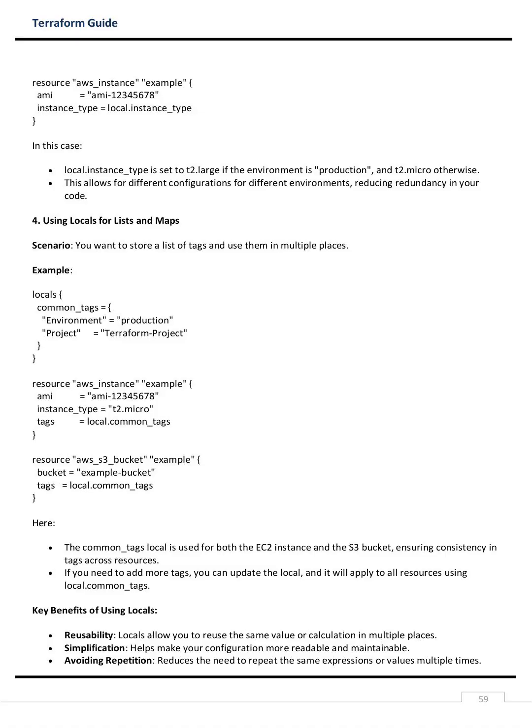4. Using locals for lists and maps. Scenario: you want to store a list of tags and use them in multiple places. Example: locals, resource aws_instance, resource aws_s3_bucket. The common tags local is used for both the EC2 instance and the S3 bucket, ensuring consistency in tags across resources. If you need to add more tags, you can update the local, and it will apply to all resources using local common tags. Key benefits of using locals. Reusability: locals allow you to reuse the same value or calculation in multiple places.